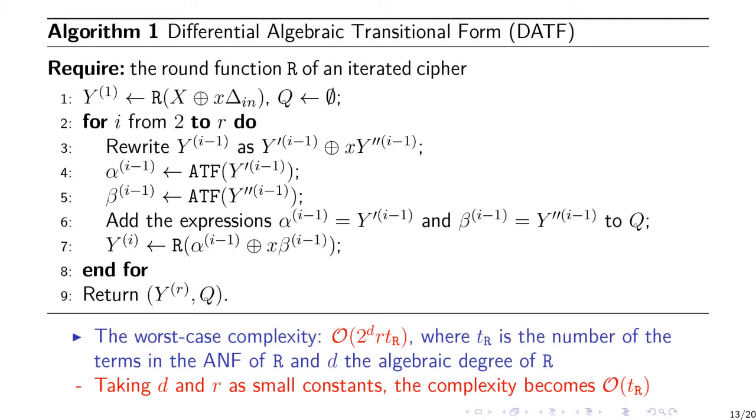In step 6, we preserve the original expression of the transitional variable in the set Q. The worst case complexity is O(2^D times I times TR), where TR is the number of terms in the ANF of the round function, and D is the algebraic degree of the round function. For most lightweight ciphers, D and I are usually small, and then the complexity becomes O(TI).